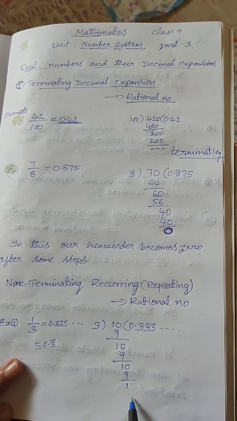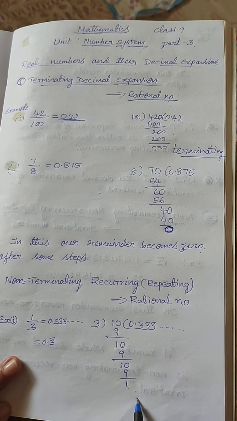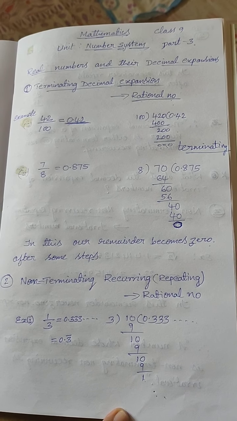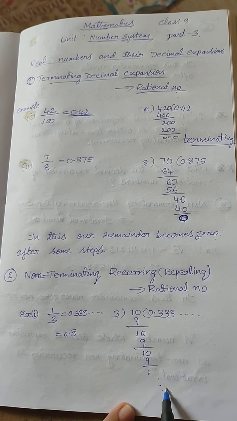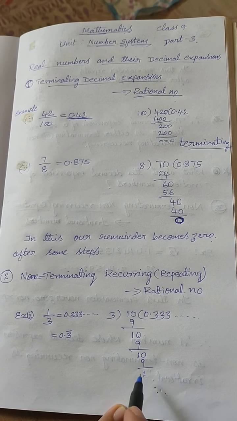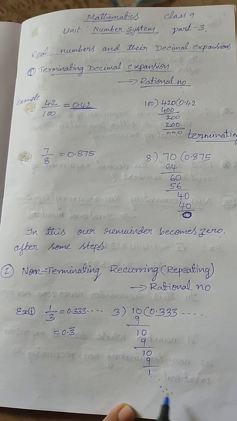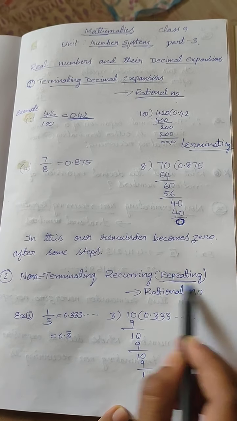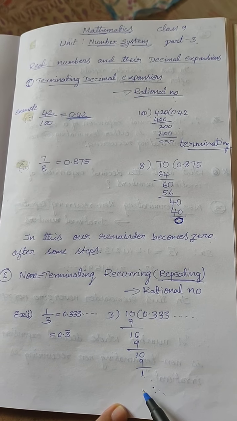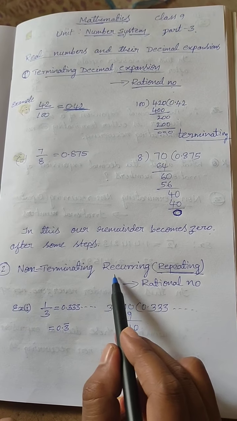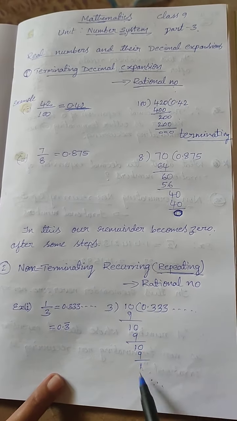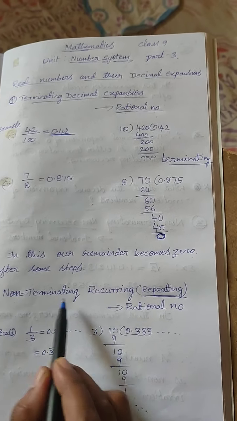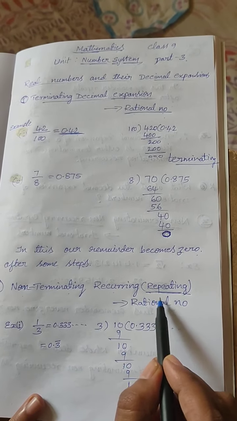That's why it is called non-terminating, meaning the remainder is not 0 up to the end of the division. And the same remainder repeats, that's why it is called recurring. Recurring means repeating. So this type of decimal expansion is called a non-terminating recurring decimal expansion.